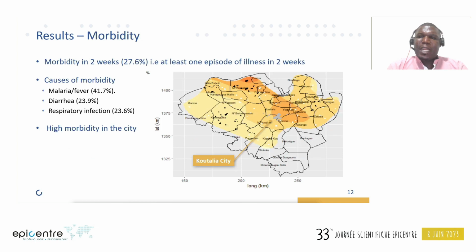In the 2 weeks before data collection, 27.6% of the children were reported to have had at least one episode of ill health. The causes of this ill health were malaria, diarrhea, and respiratory tract infection, in this order. We noted that the proportion of morbidity was a bit higher in the urban city than in the rural areas.